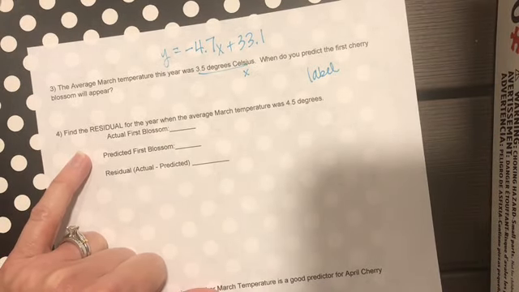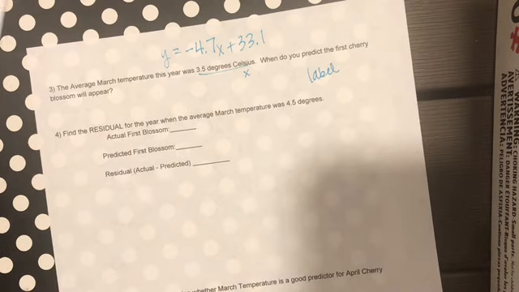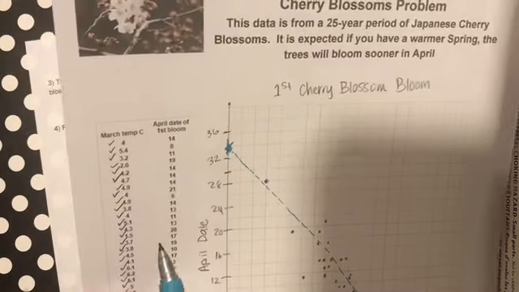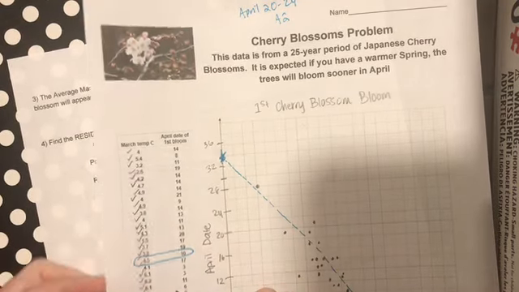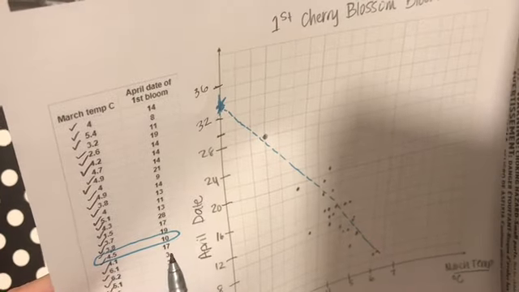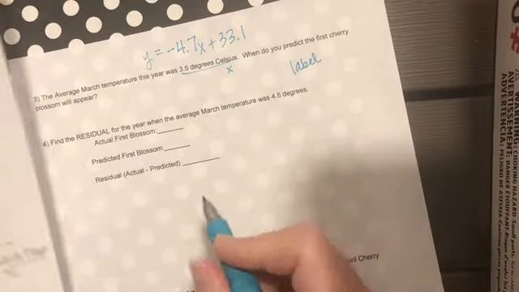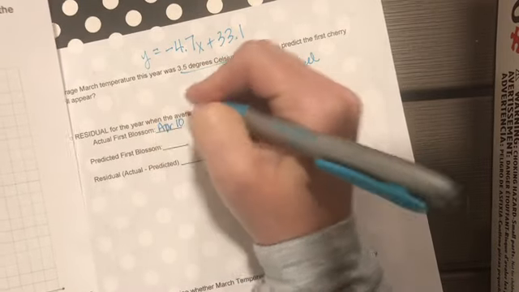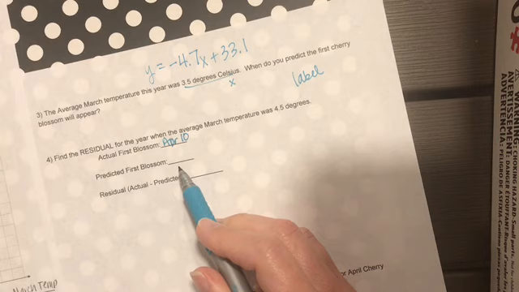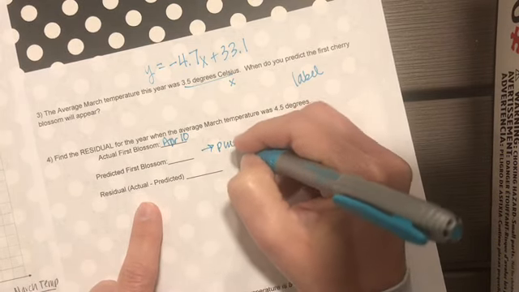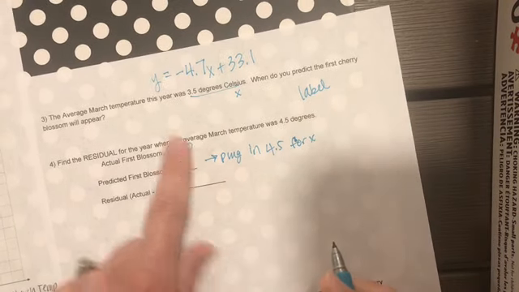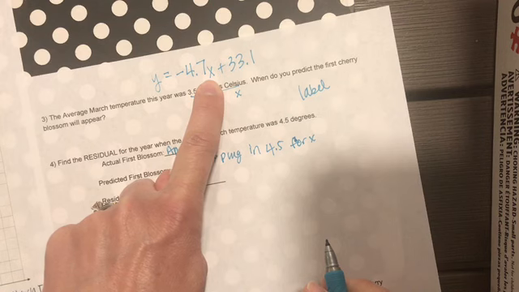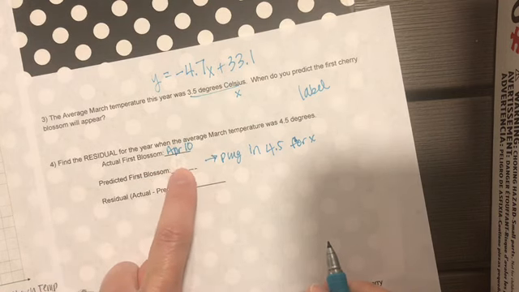Okay, number 4, find the residual for the year the March temperature was 4.5 degrees. Okay, so if we look back at our data, right here is our 4.5 degrees. So at 4.5 degrees, the first bloom was 10. Okay, so the actual first bloom was April 10th. But let's see what the predicted first bloom was. This is what happens when you plug in 4.5 for x. So go ahead and plug your 4.5 right here in for x, and that's going to give you when you would expect the first bloom to happen. So put that date there.